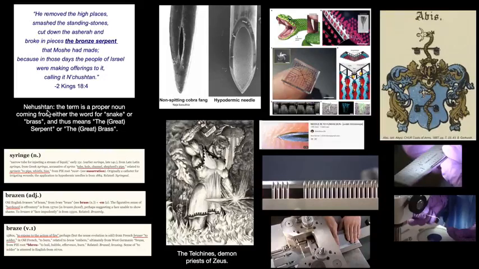It's called the Nehushtan, the great snake, the great serpent, or the great brass. The syringe even hisses. It's the susurration. Brazen means to harden, to braze, to solder, to expose to the action of fire. This is the hypodermic needle based on the cobra fang. And here they are, soldering their bronze serpents. The bronze serpent.